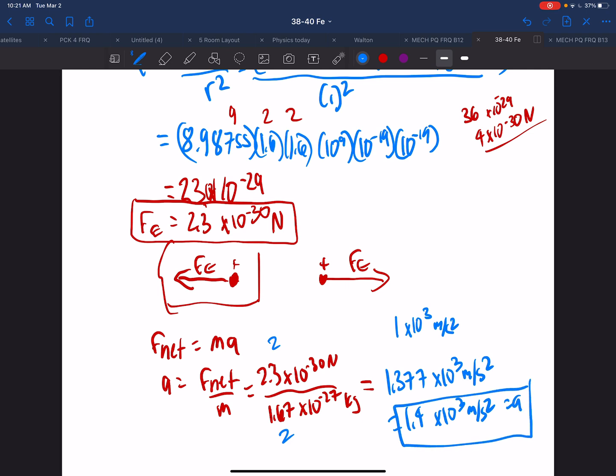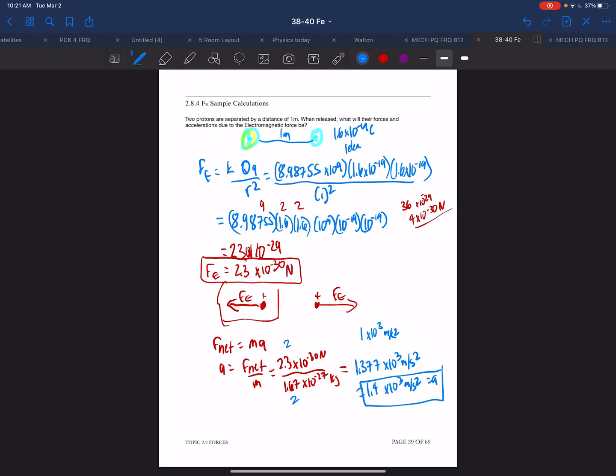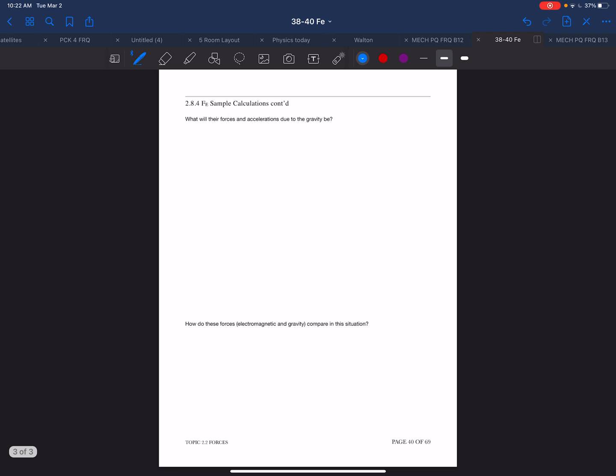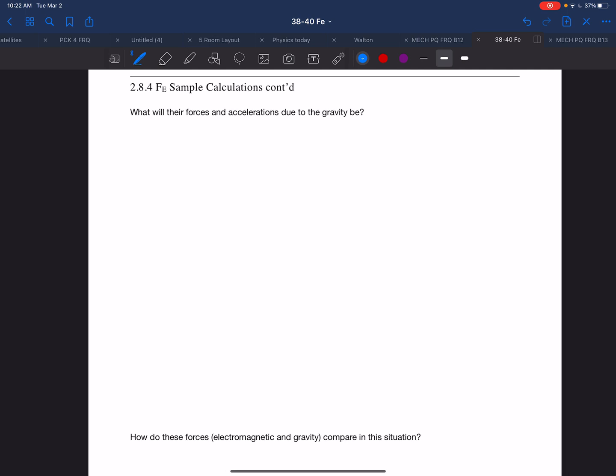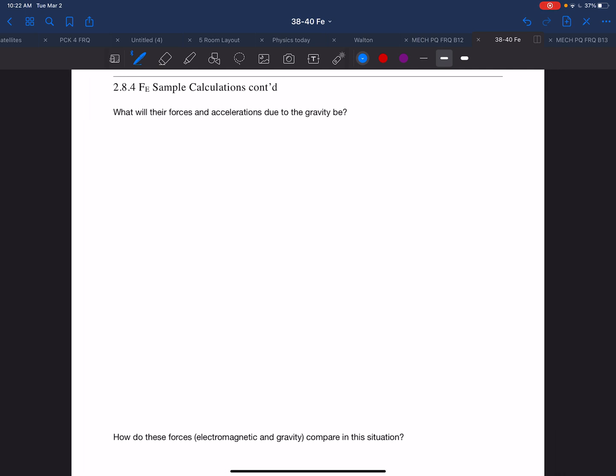So even at a meter apart, that's from your fingertip to maybe the center of your chest, or a meter is a little bit less than that. Place those two protons there. The force of electrostatic repulsion is so great it would accelerate at 1,000 meters per second squared. So next, in the next part of this sample calculation, we are going to compare this to the gravitational force of attraction.